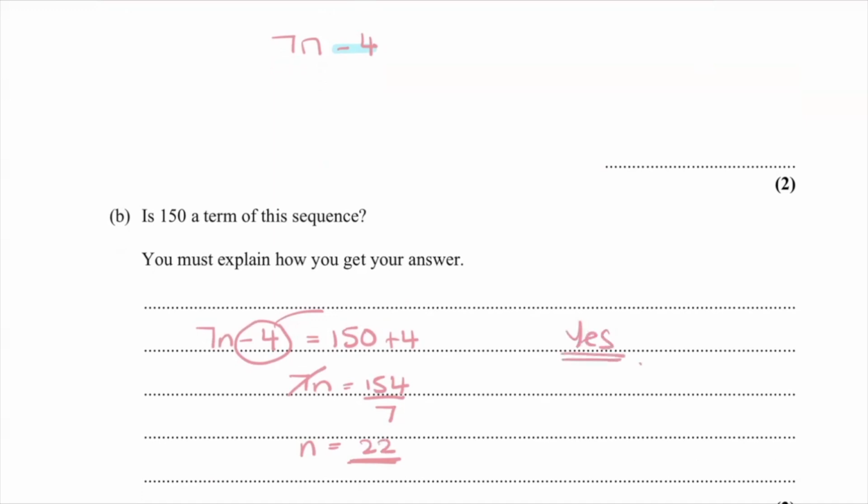You can write more. You could say n is an integer, so yes, 150 is in the sequence, but ultimately this shows it, and you've shown with your yes, you understand what you've done.